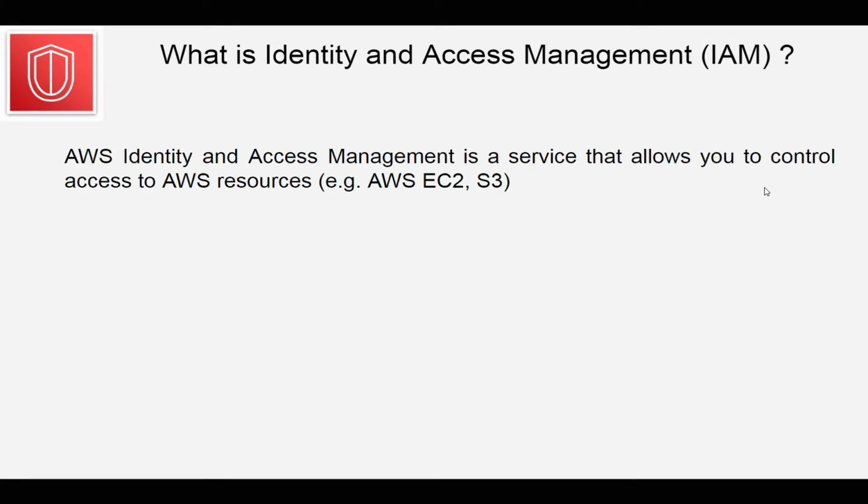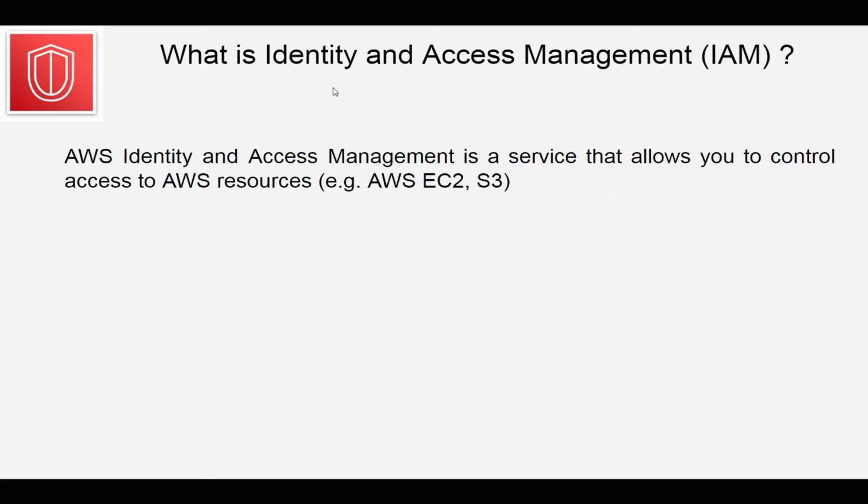Okay then, in this video we will discuss identity and access management in AWS. First of all, let's answer the question, what is identity and access management in AWS? Well, as the name suggests, it's a web service by AWS which allows you to securely control access to AWS resources. These resources can be AWS EC2, S3, DynamoDB, etc.